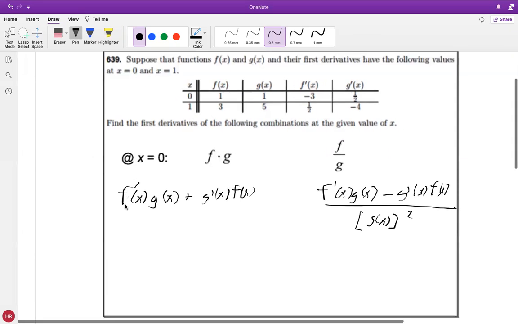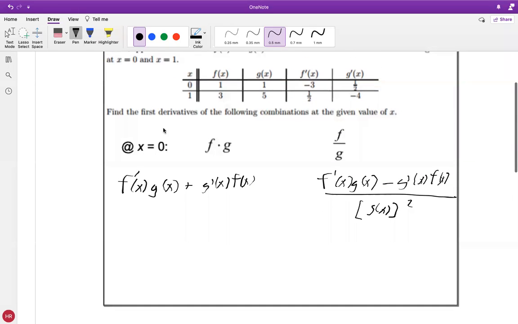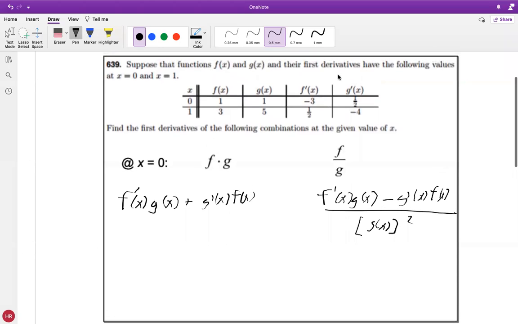I rewrote them because they're going to ask us about a specific X value, and they give us a table that has the values in it. So when X is 0, F prime of 0, G of 0, plus G prime of 0, F of 0. And I can just go back and look up here at my table. It tells me what everything is. So F prime of 0, I go to when X is 0, and F prime is -3. G of 0 is 1.